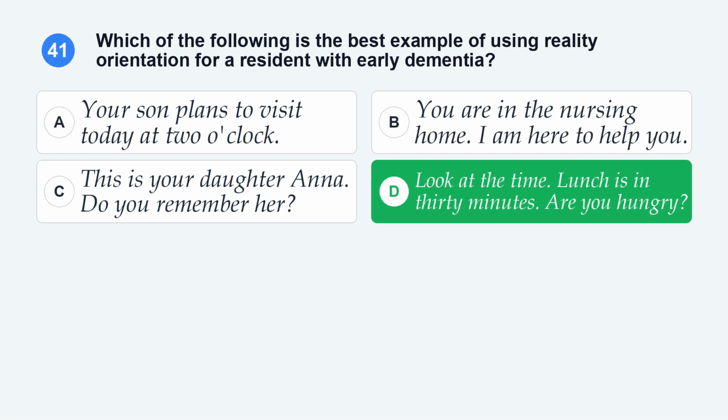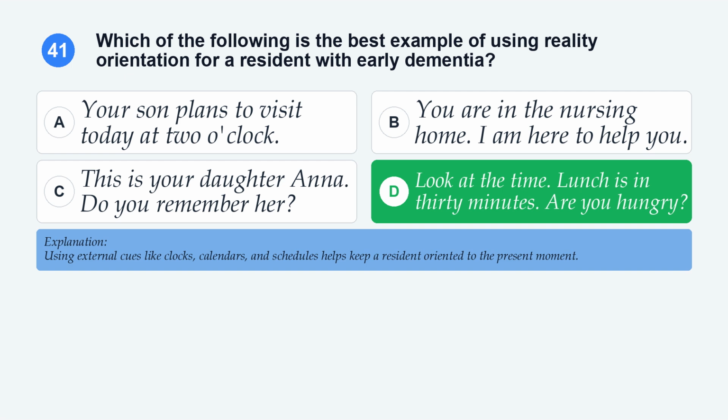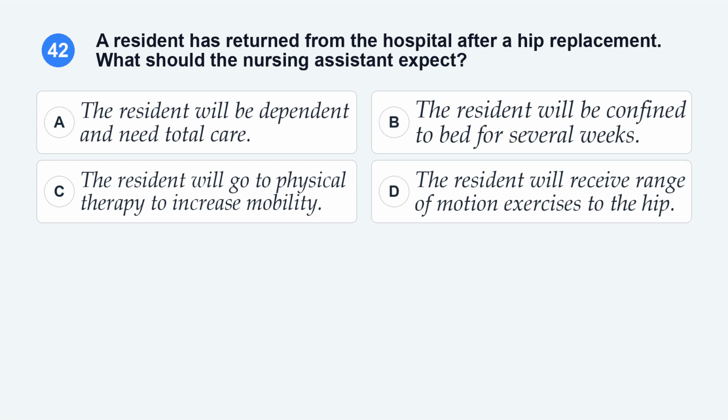The correct answer is option D. Look at the time. Lunch is in 30 minutes. Are you hungry? Explanation. Using external cues like clocks, calendars, and schedules helps keep a resident oriented to the present moment. Question 42. A resident has returned from the hospital after a hip replacement.